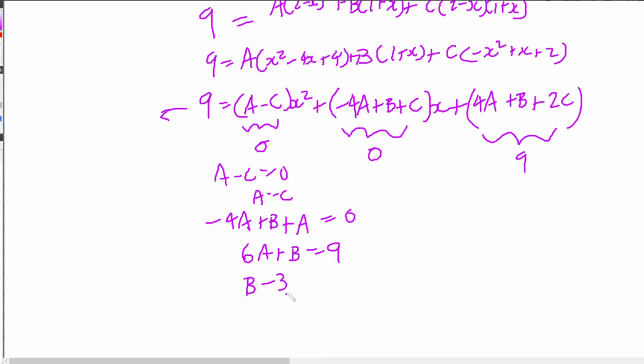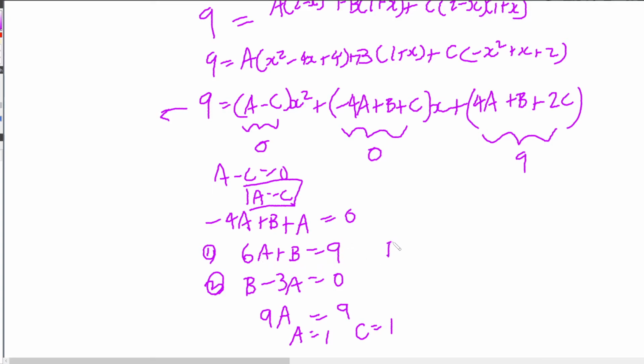b minus 3a is equal to 0. If we subtract the second equation from the first, we get 9 on this side and 9a on this side, so a must be equal to 1. At the same time, this means c is equal to 1, as we have this relationship from before, and if a is 1, then 6 times 1 plus b is equal to 9, or 6 plus b is 9, b is 3.